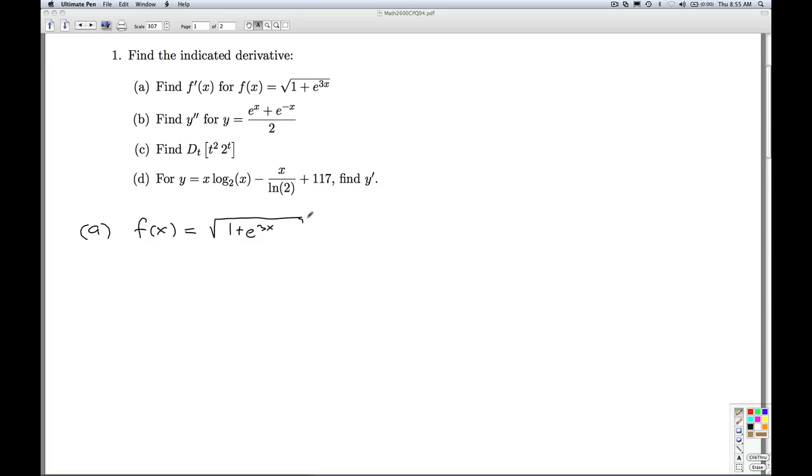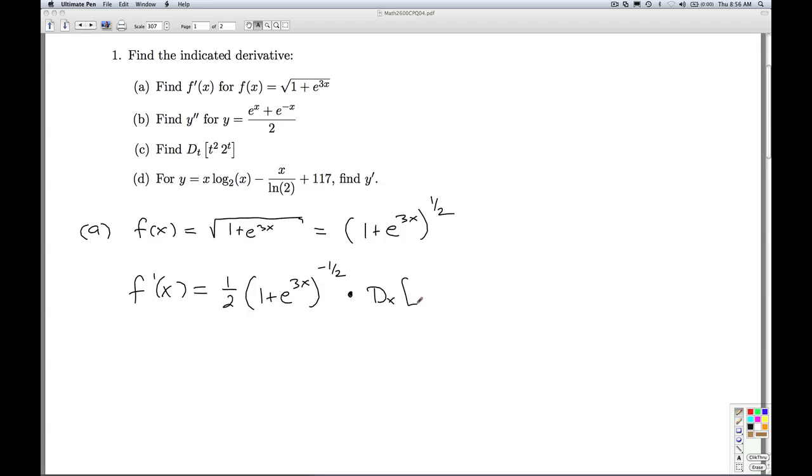Like oftentimes in calculus, we're going to rewrite this as 1 plus e to the 3x to the 1/2 power. And now we're going to do the chain rule. So f prime of x is the derivative of something to the 1/2 power, which is 1/2 times that something to the minus 1/2 power times the derivative of what's inside.